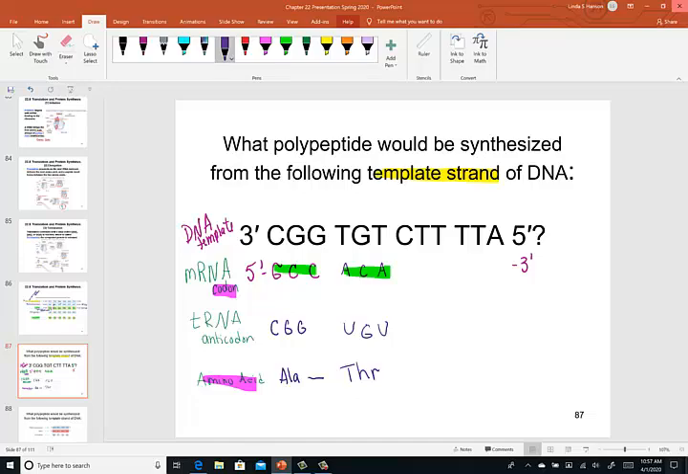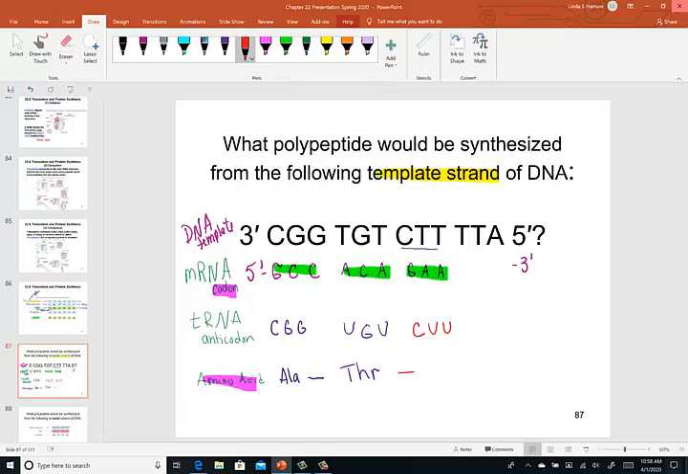Here's the next section on the DNA. C would code to G, T goes to A, T goes to A. So here's the next codon on the messenger RNA. The anticodon, complementary base strands, G goes to C, A goes to U, A goes to U. But I'm going to read the codon to find the amino acid.